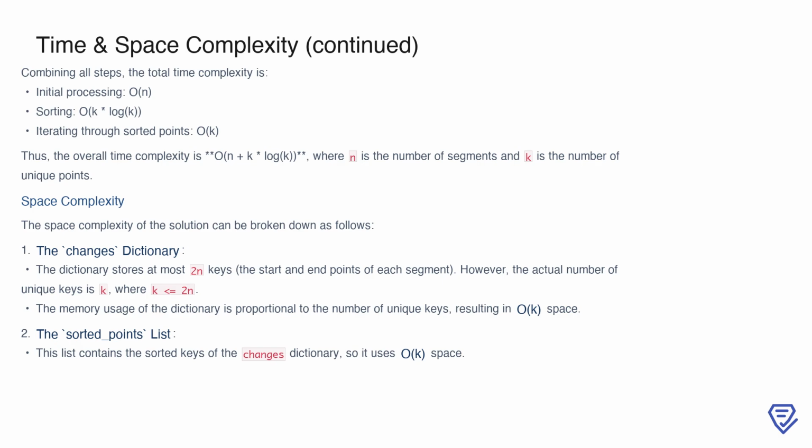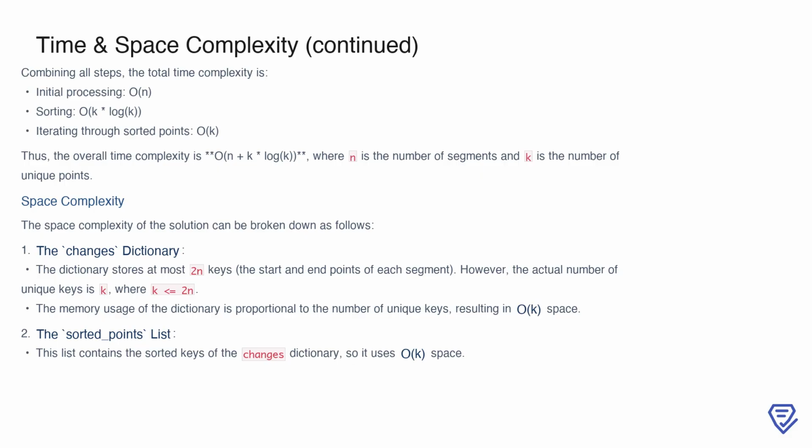Combining all these steps, the total time complexity of the solution can be summarized as follows: O(n) for the initial processing of segments, O(k*log k) for sorting the unique keys, and O(k) for iterating through the sorted points. Adding these together, the overall time complexity becomes O(n + k*log k), where n is the number of segments and k is the number of unique points.